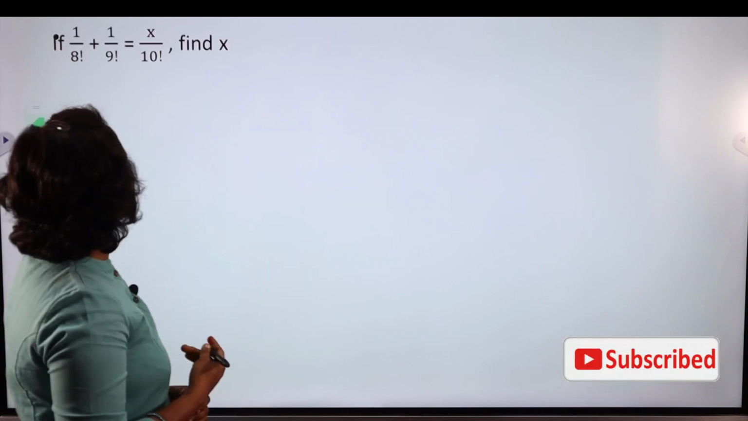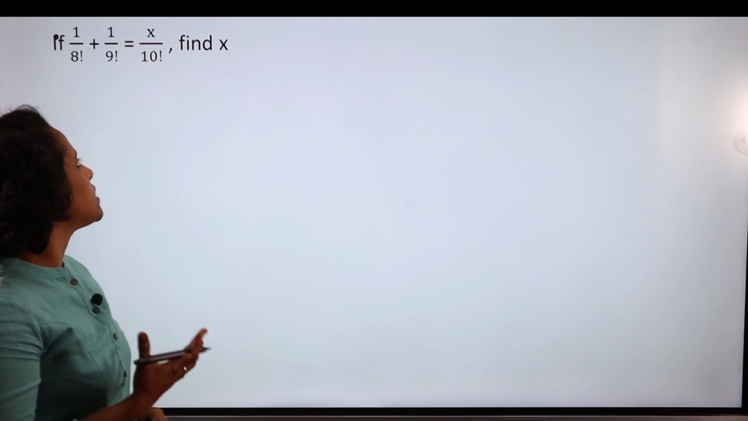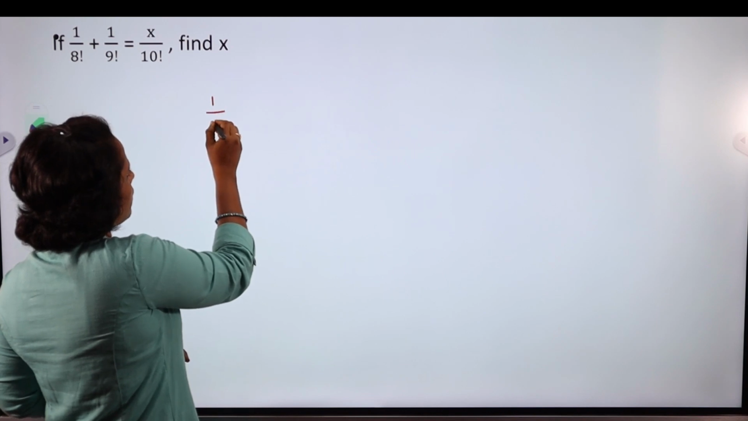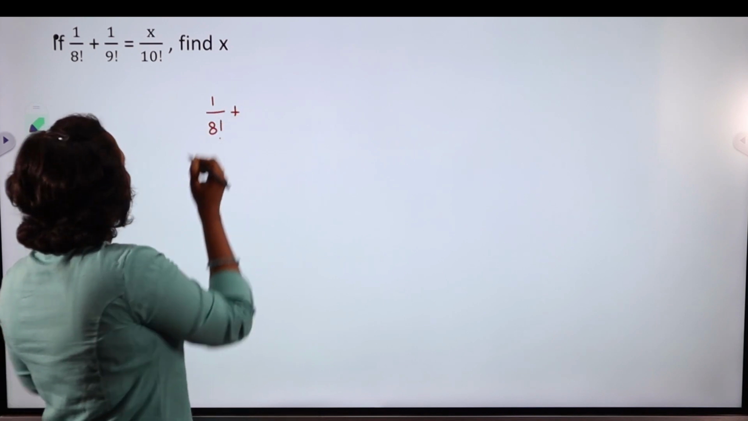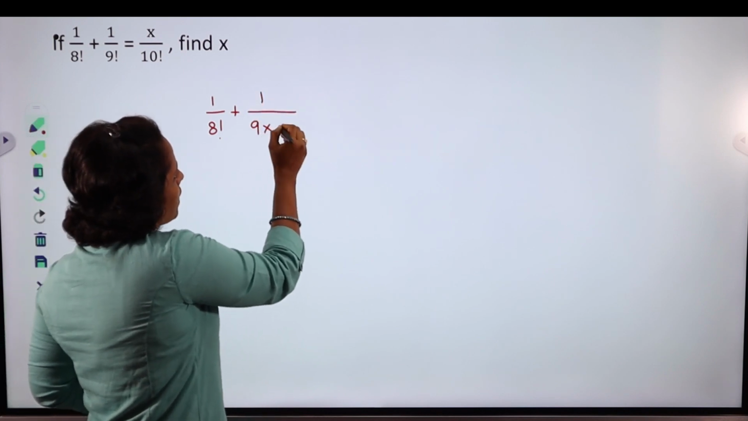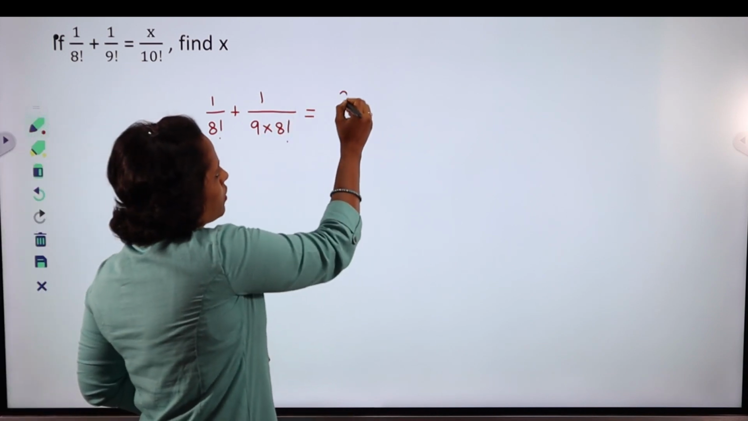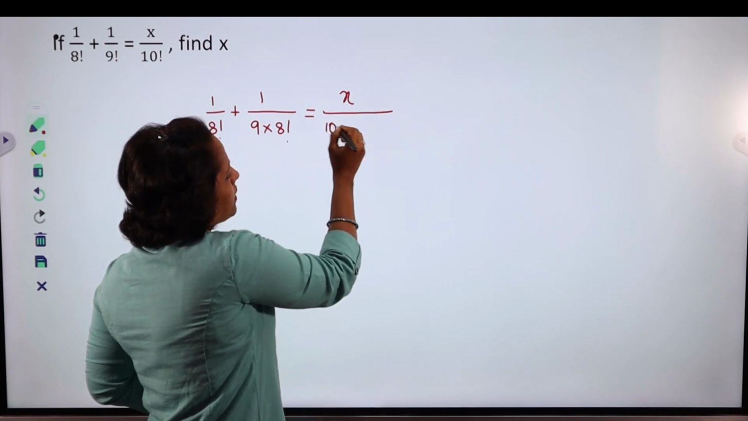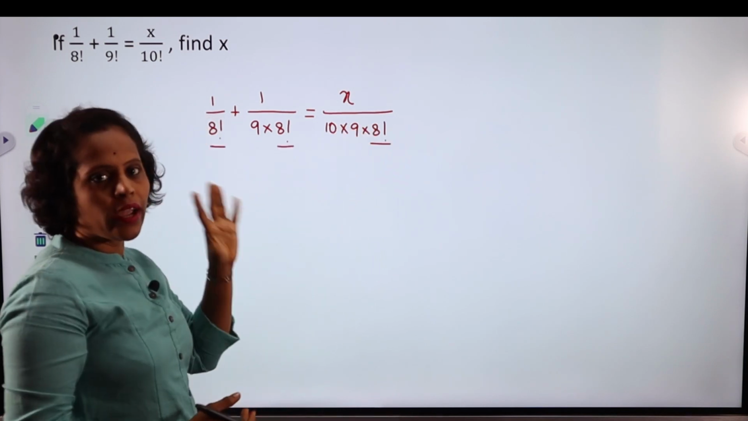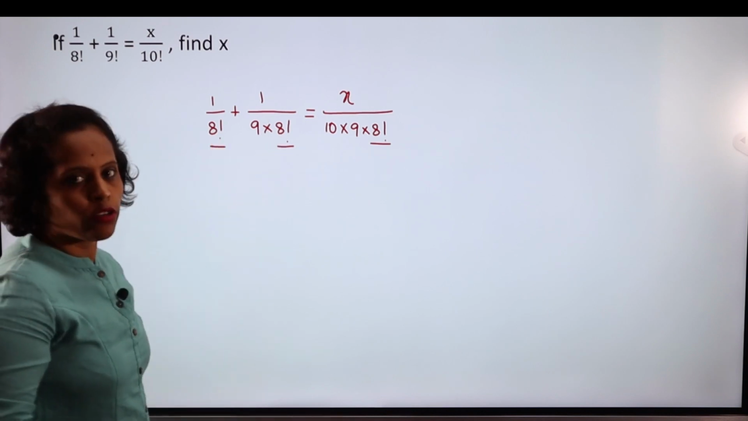The next type of question can be: if 1 by 8 factorial plus 1 by 9 factorial is equal to x by 10 factorial, find x. 1 by 8 factorial, I'll write the same, plus 1 by 9 factorial. I can write 9 factorial as 9 into 8 factorial. Next, x by 10 factorial, I can write 10 factorial as 10 into 9 into 8 factorial. I try to get 8 factorial in all the terms so that I can cancel it. I'll be cancelling all the 8 factorials here.